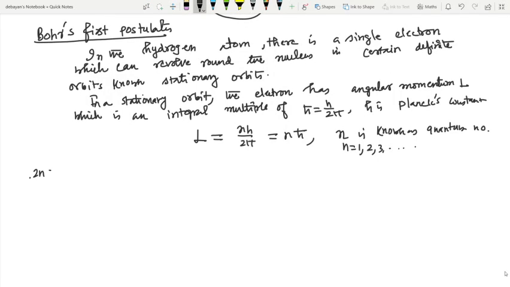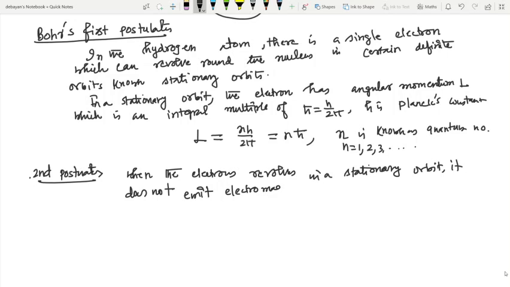And the second postulate that Bohr made is that when the electron revolves in a stationary orbit, it does not emit electromagnetic radiation. So the main thing is that the electron revolving in a stationary orbit does not emit electromagnetic radiations. That is the second postulate.